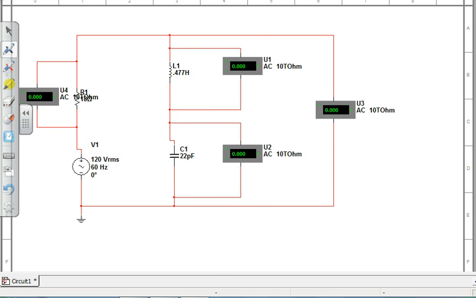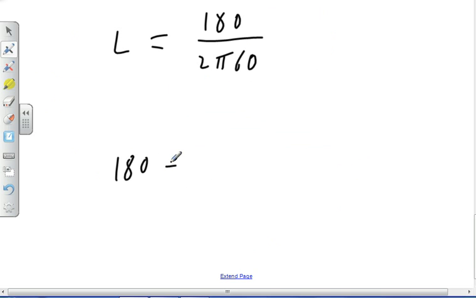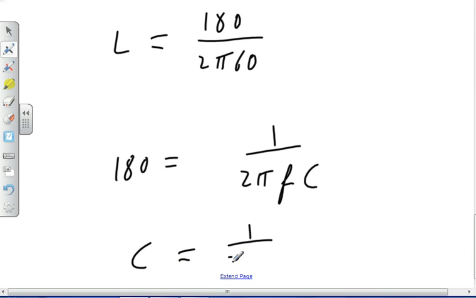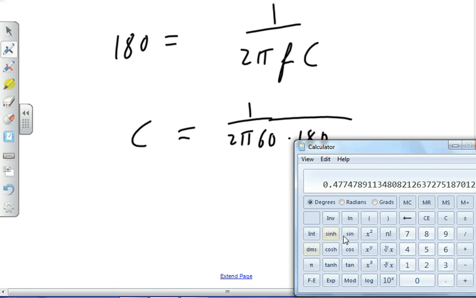All right, and then I got to do the same thing. 180 is equal to 1 over 2 pi FC. So C is going to be 1 over 2 pi 60 180. I get my calculator out. 2 times 3.1415 times 60 times 180 equals. Do I have a 1 over key? Is there a plus minus key? I don't see a plus minus key. There's a 1 over right above equals. Oh yeah. All right, I got to do it again because I hosed it.